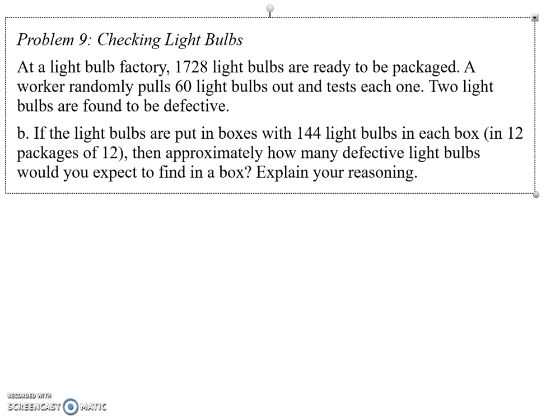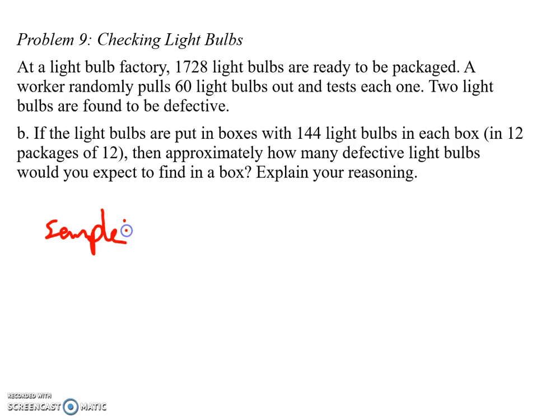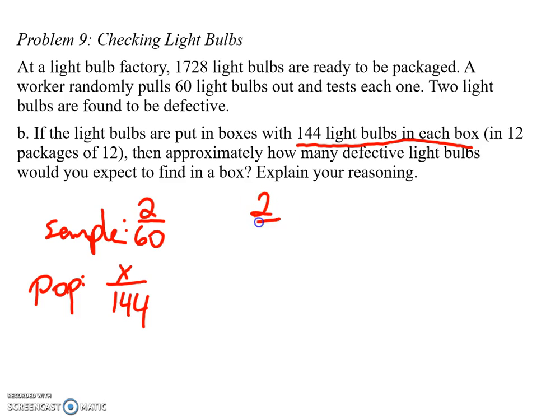Now in the last problem, again, we can follow the same idea here, where we know the sample. So we just found it and said that it was 2 out of 60. And in this case, our population, well, they tell us here that we're looking at 144 bulbs in each box. So now our population that we're considering is 144 bulbs. So we're going to start with our sample ratio and set it equal to how many bulbs out of the 144 we expect to be defective.